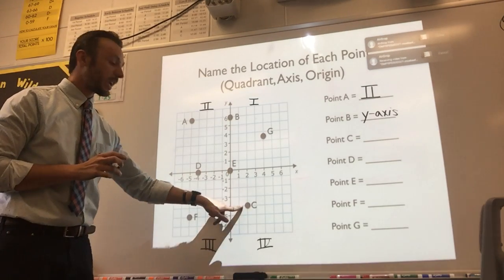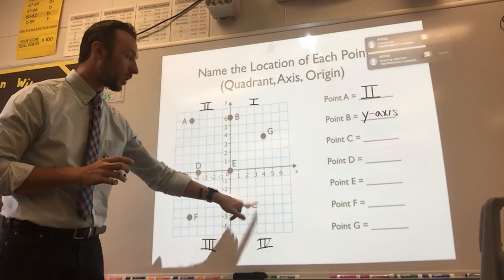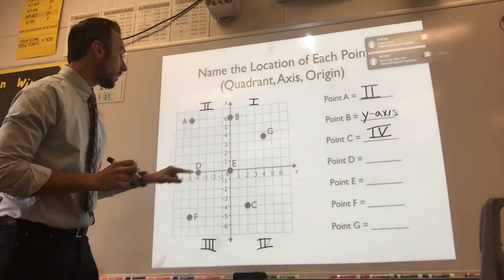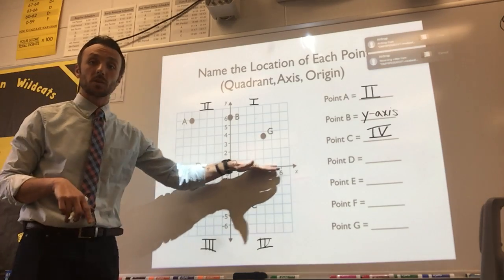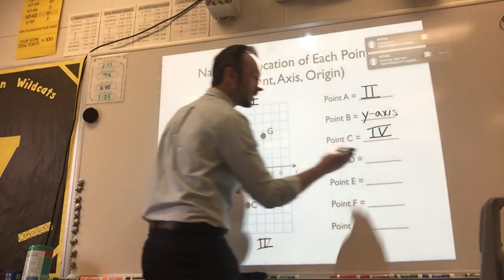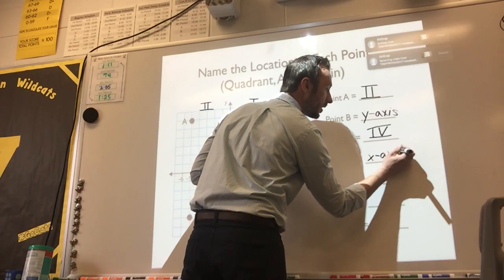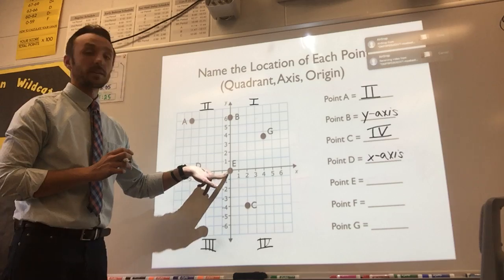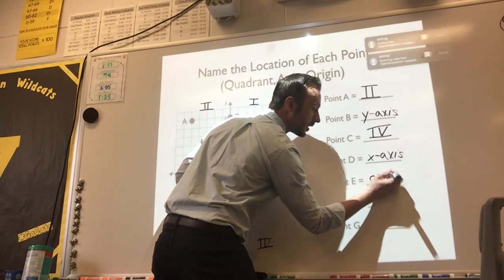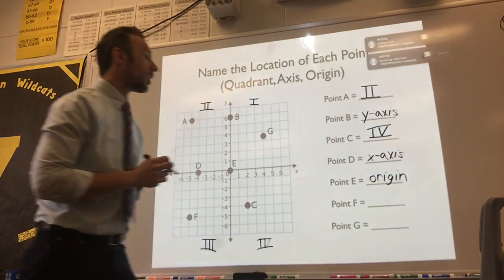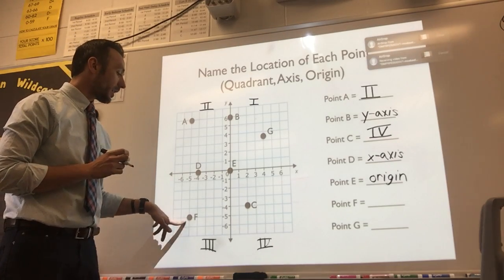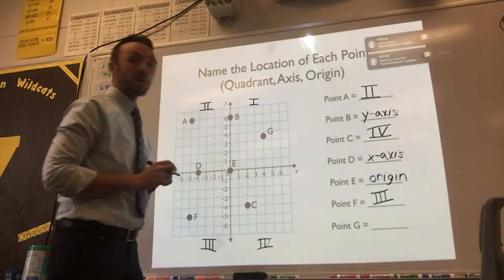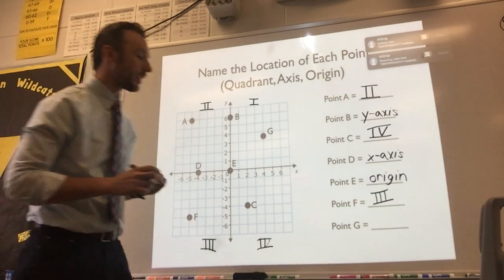Point C is located right here, so quadrant 1, 2, 3, 4, quadrant IV. D is on the line as well. This one's on the horizontal line, so that would be our x-axis. Point E is where the 2 axes meet, so that would be our origin. Point F is right there. 1, 2, 3, quadrant 3. And point G is our last one right there, and it is in our very first quadrant.